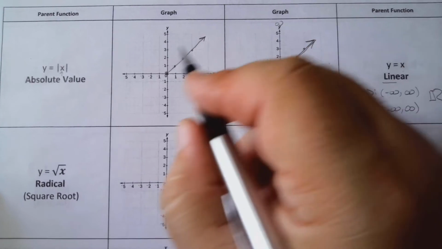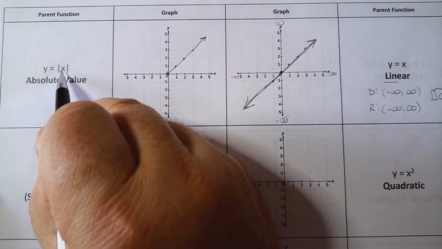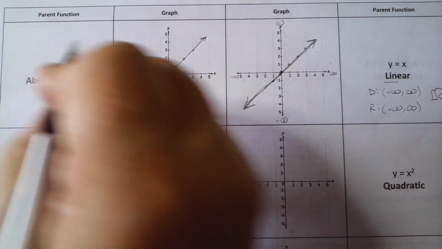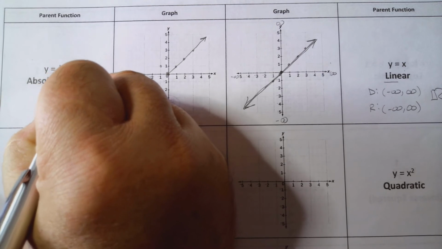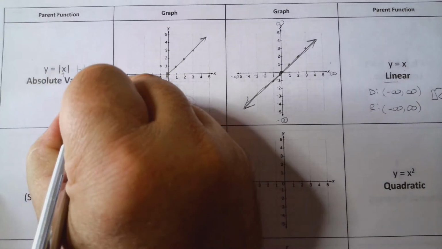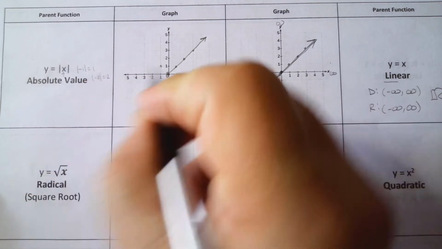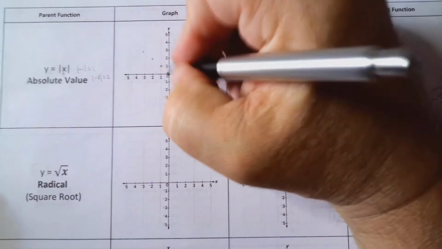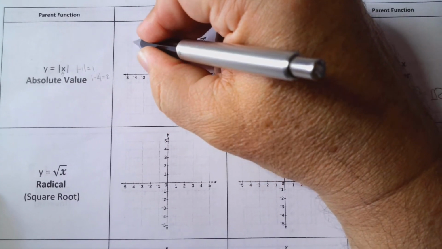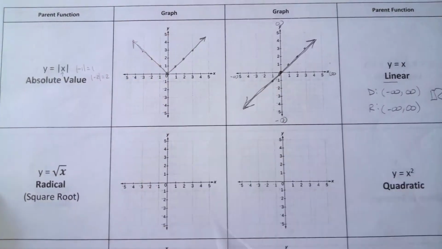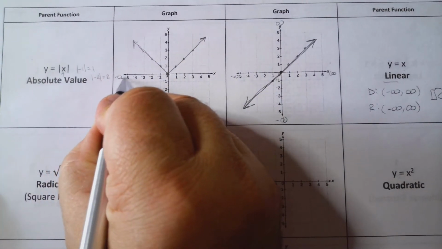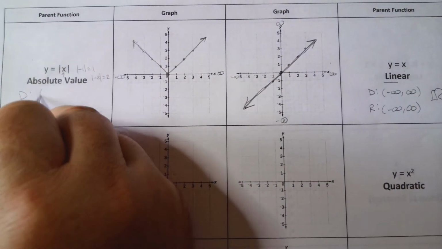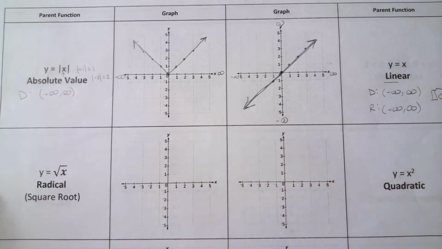It keeps on going. The negative side, if I put negative 1, the absolute value of negative 1 is positive 1. The absolute value of negative 2 is positive 2. Absolute value of negative 3 is 3. So this side goes like this forever and ever and ever. So x goes to negative infinity and positive infinity. So the domain is negative infinity to positive infinity.